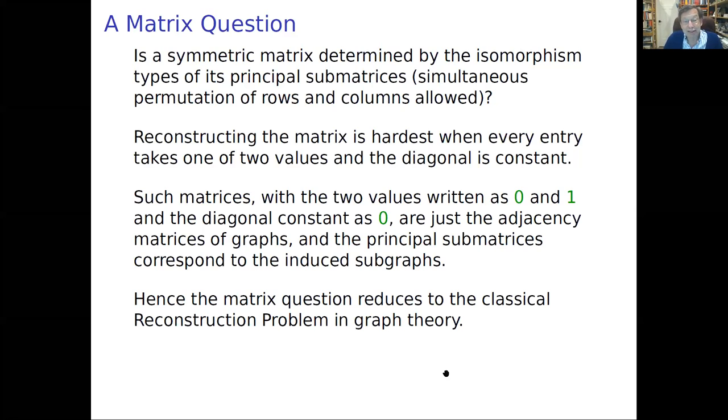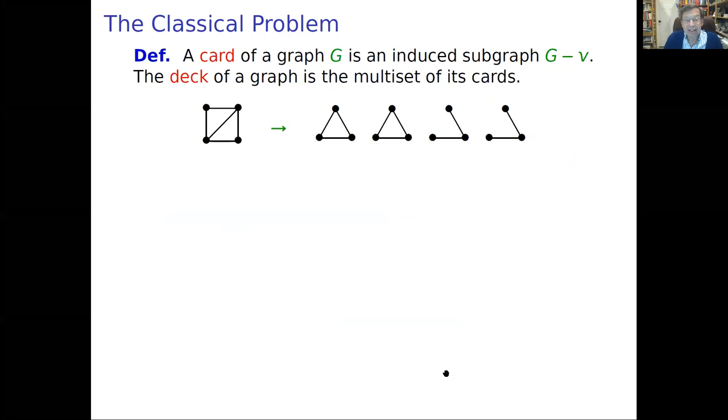So now let's talk about graphs. Here's the classical problem of reconstruction. We say that a card of a graph is an induced subgraph that we get by deleting one vertex, and the deck of a graph is the multiset of its cards. So for example, here's a graph with 4 vertices, and the 4 cards that we can get by deleting one vertex are right here.